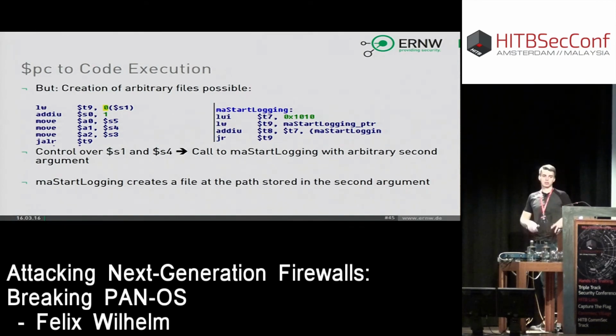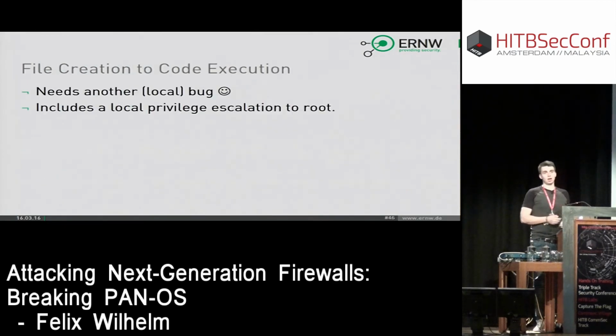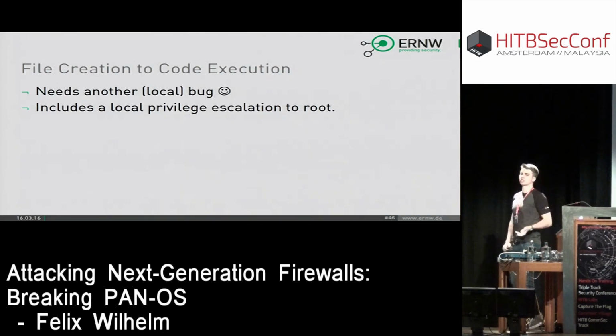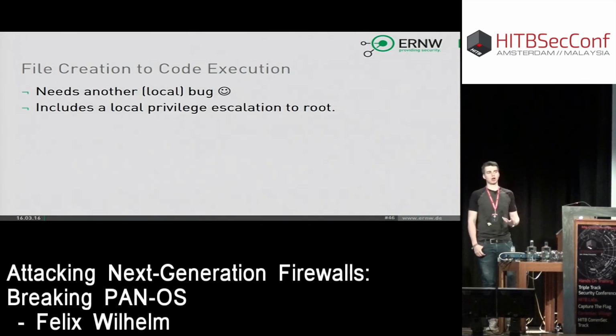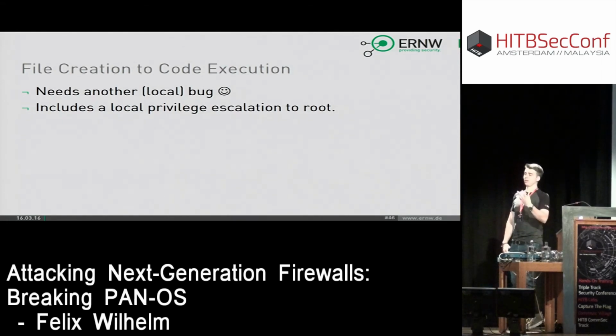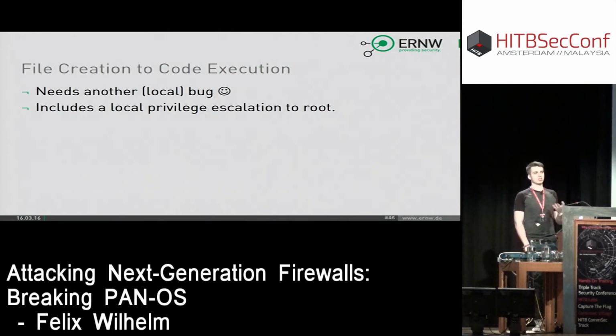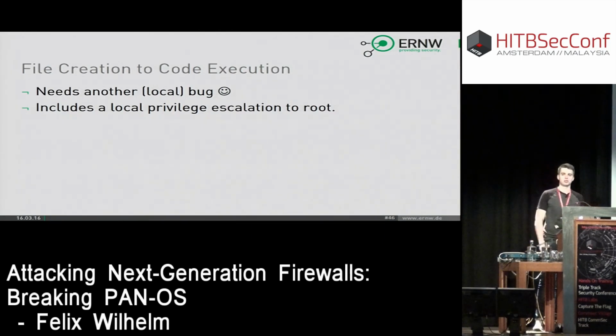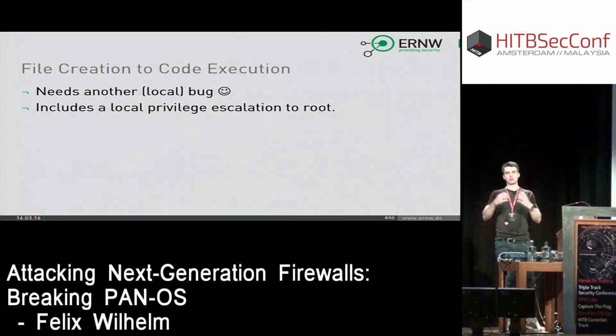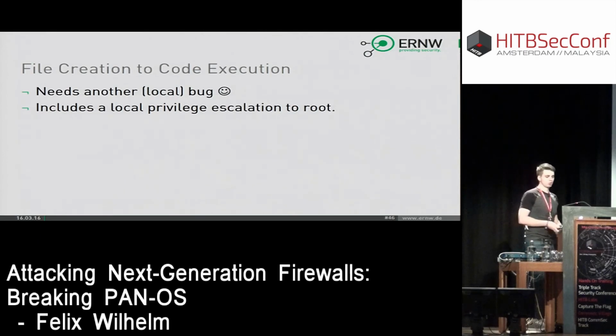Now to get code execution out of this, you need another bug. In this case, we exploited a bug that also contains a local privilege escalation because it's a cron job that just watches for a certain directory and compresses files that it discovers in there. It's implemented as a bash script and contains a nice command injection. So we create an arbitrary file, wait for the cron job to execute, and then we get a root shell out of it.